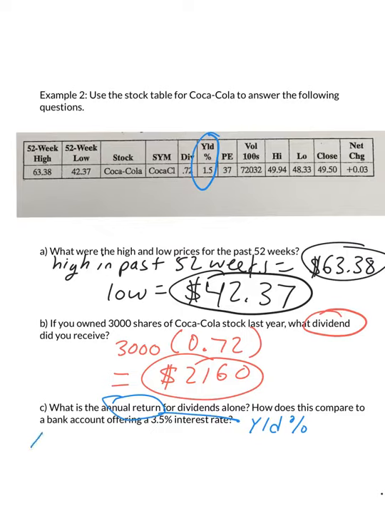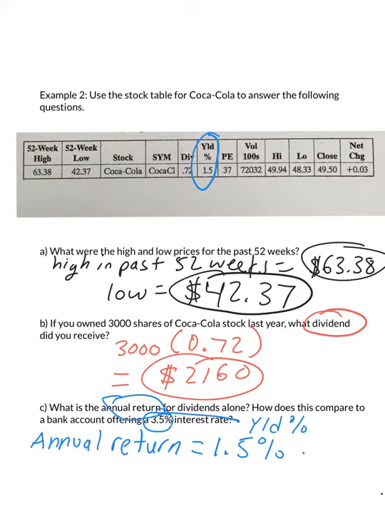So annual return equals 1.5% when you look at the yield percent column. Now, sentence 2, how does this compare to a bank account offering a 3.5% interest rate?